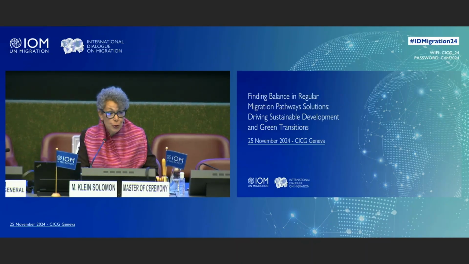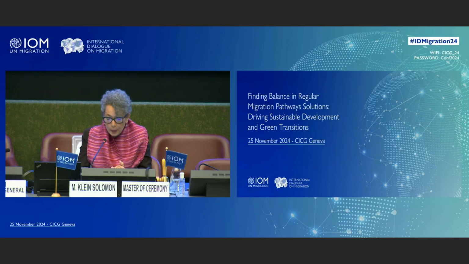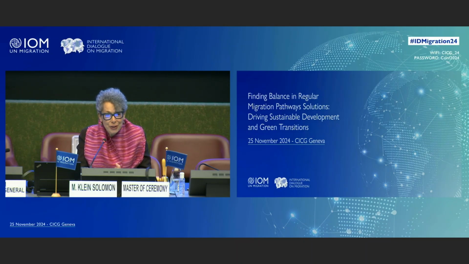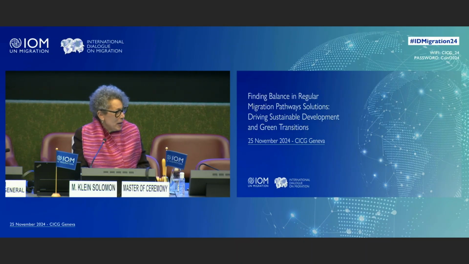The first one took place in New York in May, and this one is focused specifically on the theme of finding balance in regular migration pathways solutions, driving sustainable development and green transitions. And without further ado, I would like to invite Director General Amy Pope to offer the keynote address. You have the floor, Madam Director General.